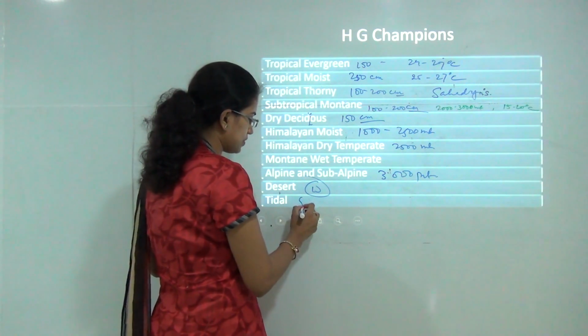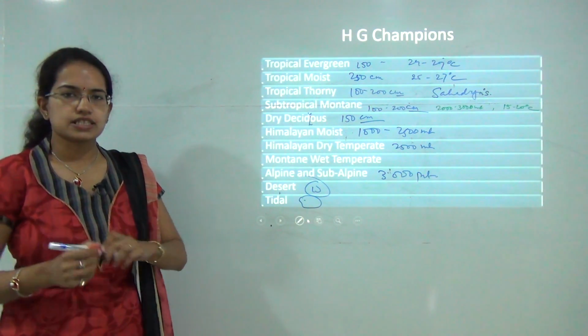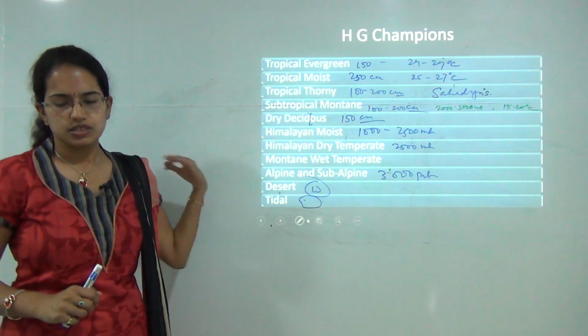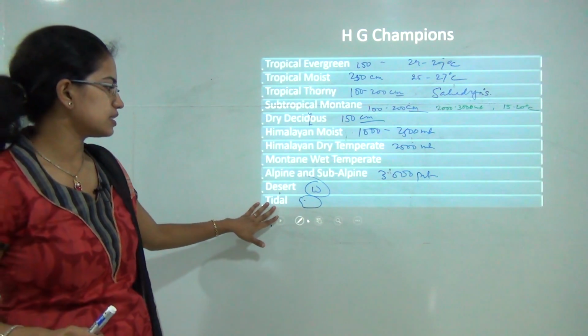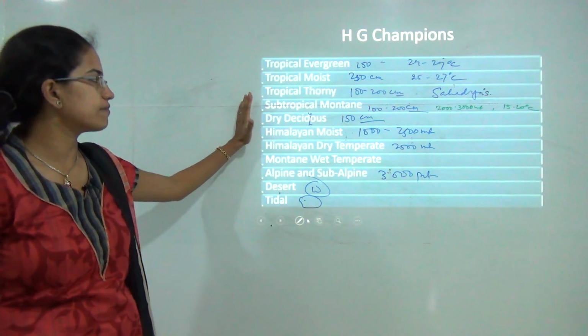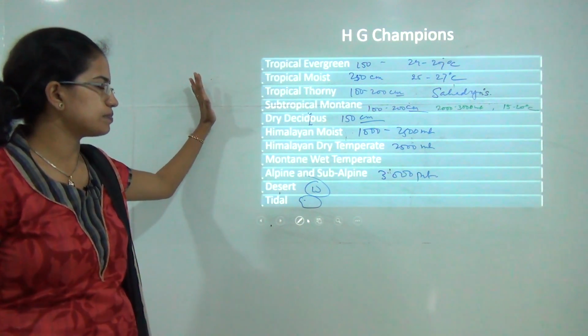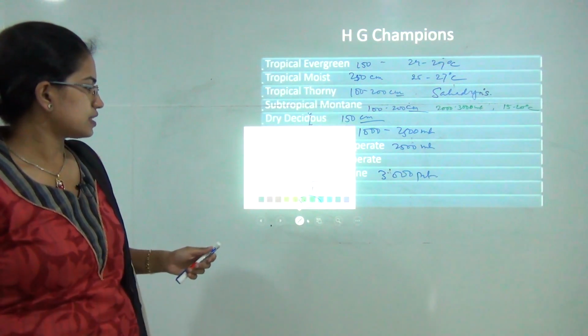regions where you have the tidal influence you will have the tidal vegetation. Tidal vegetation would be mainly mangroves. Then you will have palms and epiphytes that could be seen in the tidal vegetation. So this was a different classification, a bit different from what we have studied previously, given by HC Champion.